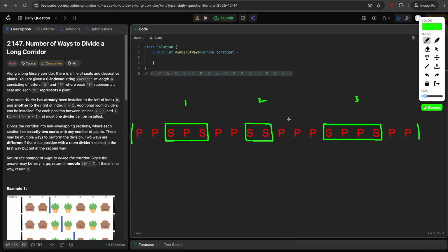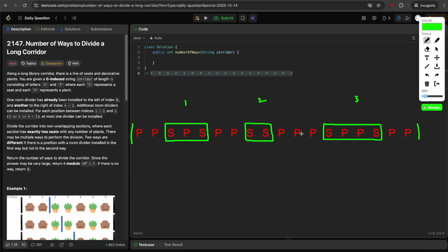Because if we place a single divider here, then these two plants will be in this segment, and this p will merge with the left hand side segment. And suppose if we place a divider here, then this p will merge with the right hand side part, and these two p's will merge with the left hand side segment.